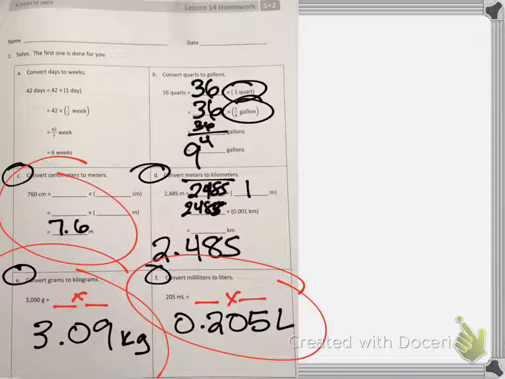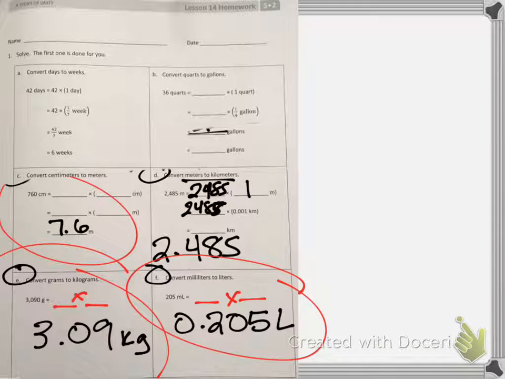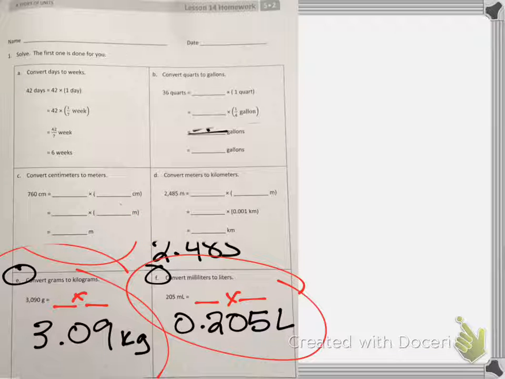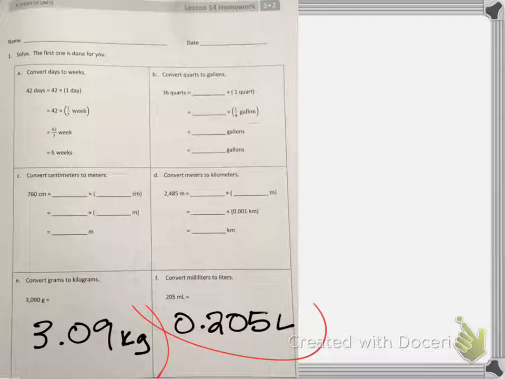All right, now let's go ahead and look at the next page. Let me erase this all real quick. Let's look at the next page. All right, and then the last page is just like yesterday, word problems. Now, the word problems, again, we just have to understand what we're converting to and from.